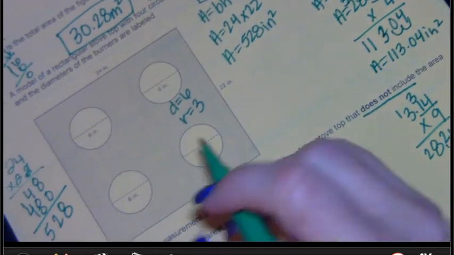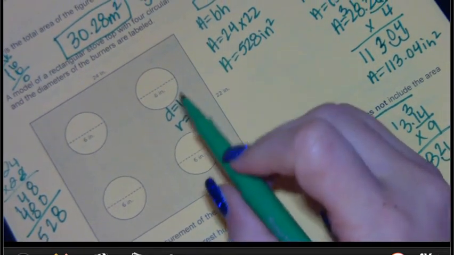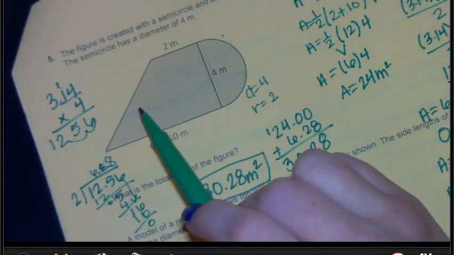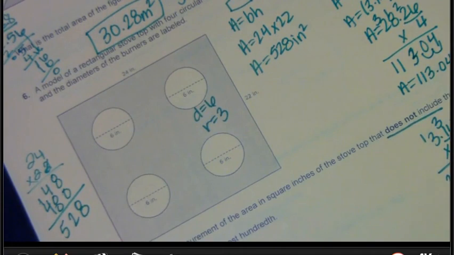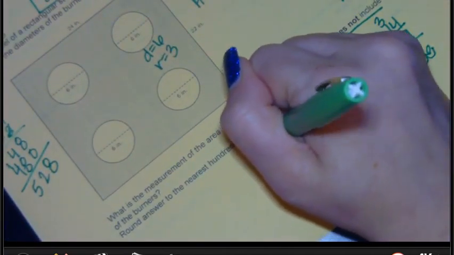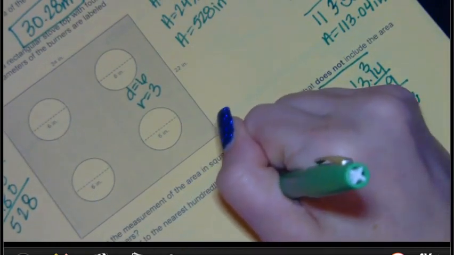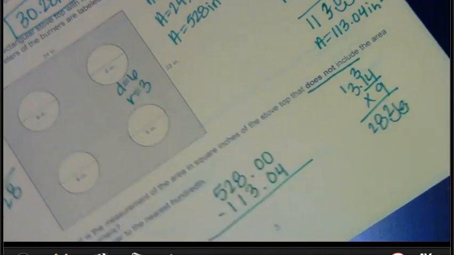All right, so now that I have the area of the rectangle and the area of my burners, what I need to do now with my 2 areas is the opposite of what I did for number 5, because I want just the shaded region alone, which means I want to take away the area of the burners. So I'm going to subtract. Well, I'm going to have to line up my decimals once again. And when I do that, I realize that I've got to add some zeros to my top number because you have to line them up.